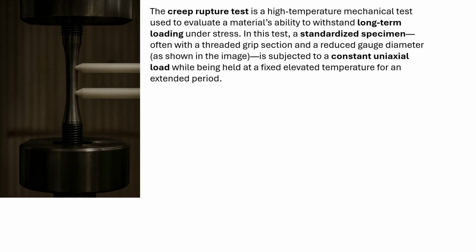So, what is the creep rupture test? The creep rupture test is a high-temperature mechanical test used to assess a material's ability to withstand long-term stress. A cylindrical specimen, often threaded at the ends and reduced in the center, is subjected to constant tensile stress at a fixed elevated temperature for hundreds or even thousands of hours. We record the time it takes for the sample to rupture, which tells us how the material behaves under prolonged heat and load, critical for components used in power plants, nuclear reactors, and aerospace.